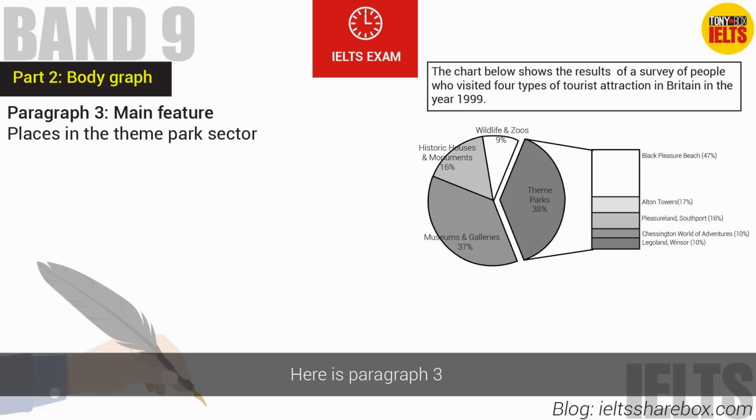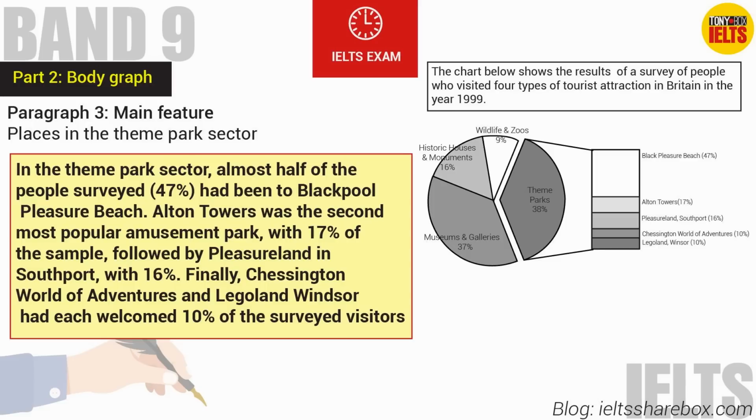Here is paragraph 3. In the theme park sector, almost half of the people surveyed, 47%, had been to Blackpool Pleasure Beach. Alton Towers was the second most popular amusement park, with 17% of the sample, followed by Pleasureland in Southport with 16%. Finally, Chessington World of Adventures and Legoland Windsor had each welcomed 10% of the surveyed visitors.